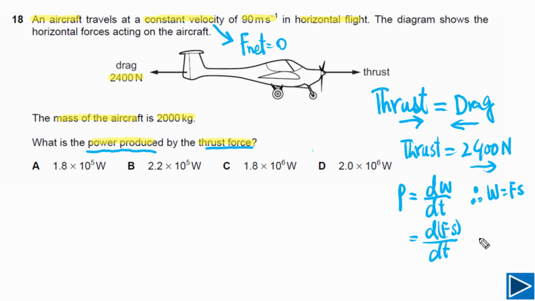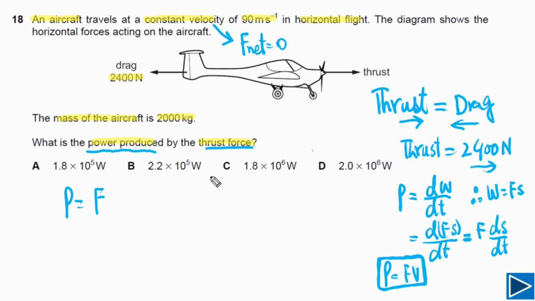If the force is constant, we can take the force common, then we are left with ds by dt, and this is the velocity. It simply means that power is equal to force times velocity if the force is constant. So a very important point: use this formula when the force is constant. Now we can use this to find out the power produced by the thrust force.